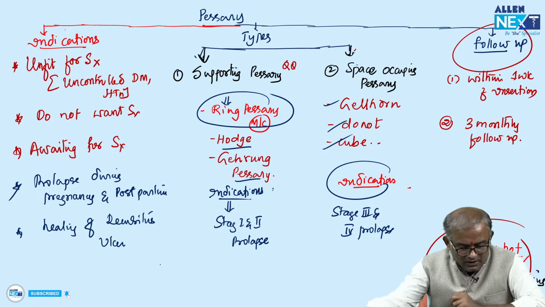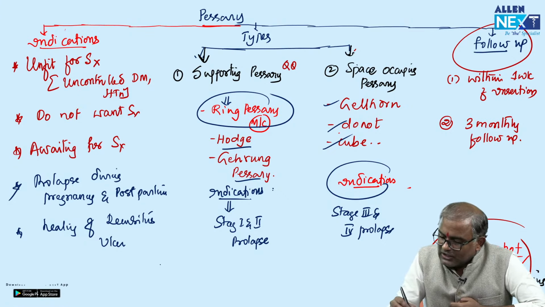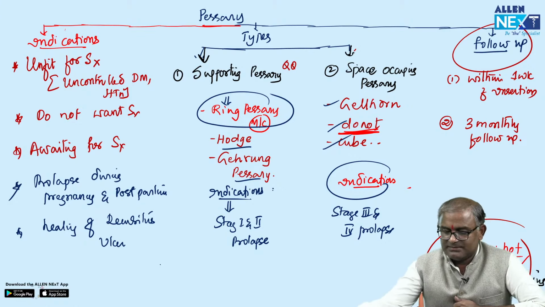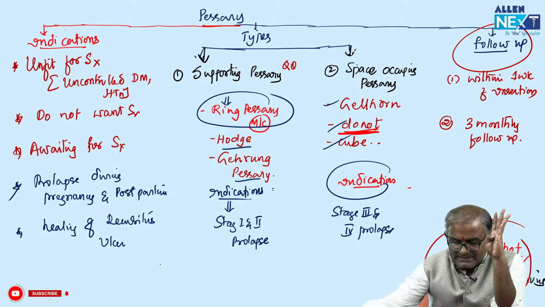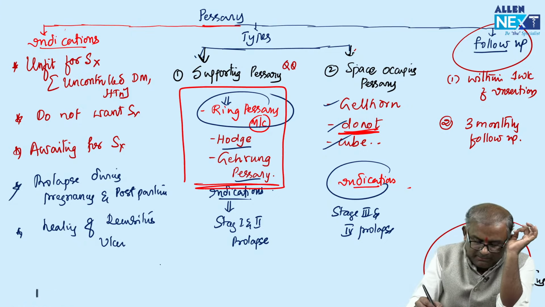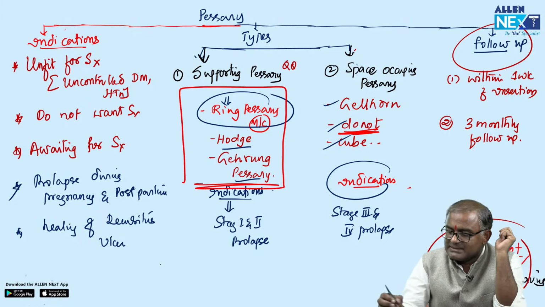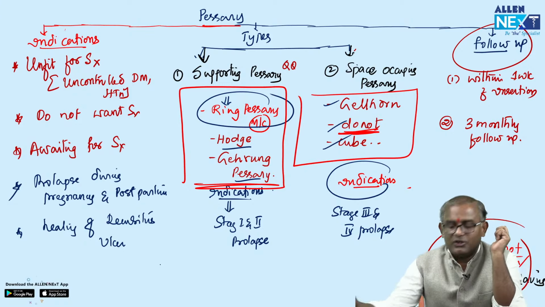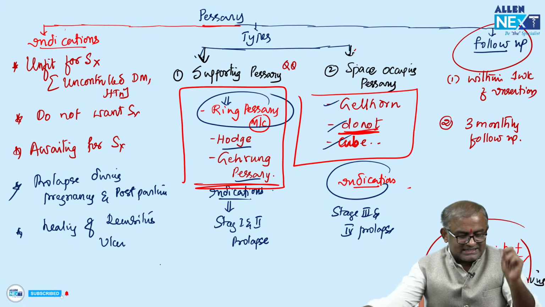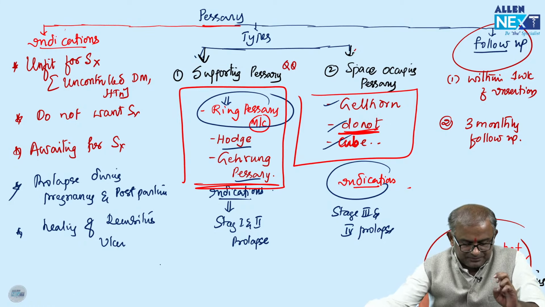What is the third name? That is donut pessary. Gehrang, Gilhorn, donut. You got a point, okay? Ring pessary, arch pessary, Gehrang pessary. These are all the supporting pessaries, and space occupying are Gilhorn, donut and cube pessary. Is it clear?